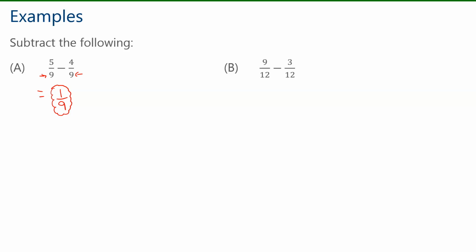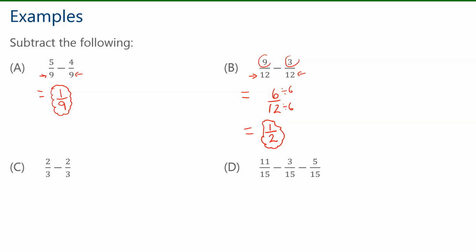In B, 9/12 subtract 3/12. Common denominator is 12. Copy it down. Next step in the algorithm, subtract the numerators. I got a 9, I got a 3. 9 subtract 3 is 6. So 6/12. This one, though, we've got to consider simplification. It can reduce. The largest natural number that divides nicely into 6 and 12 is 6 itself. 6 divided by 6 is 1. 12 divided by 6, 2. Final answer, 1/2.